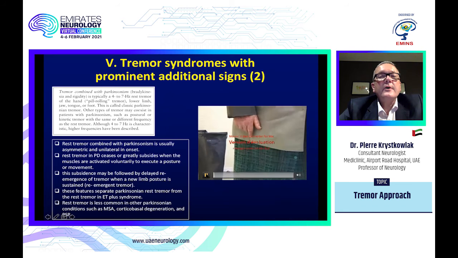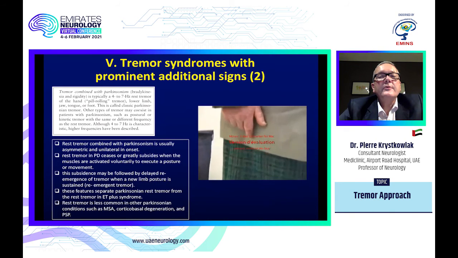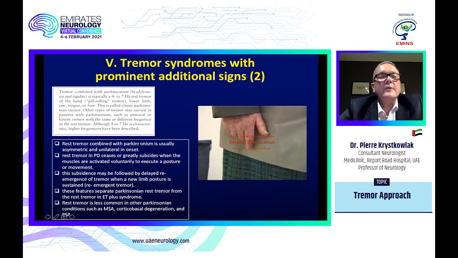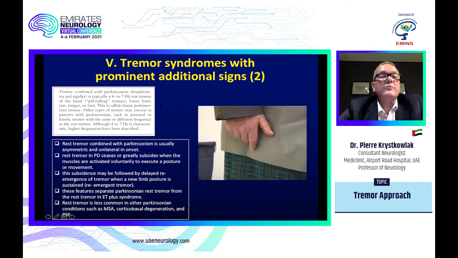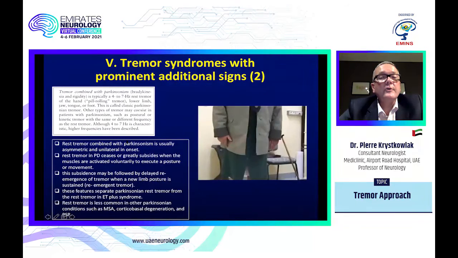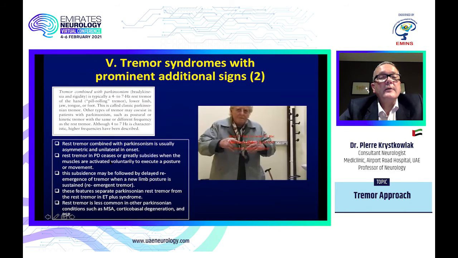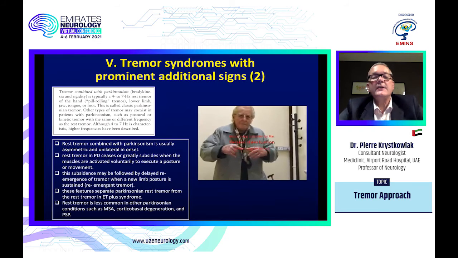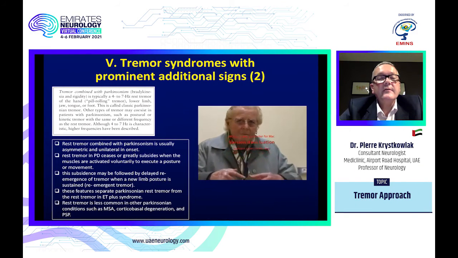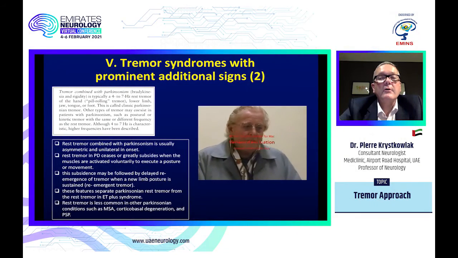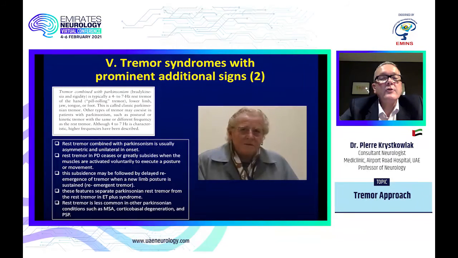Now you have another tremor syndrome with prominent additional signs, which is tremor combined with Parkinsonism. The additional signs are bradykinesia and rigidity, but also gait disorder. It is usually asymmetric and unilateral in onset, as you know, for this rest tremor. Rest tremor in PD is greatly subsided when the muscles are activated voluntarily to execute a posture or movement. This phenomenon may be followed by delayed re-emergence of tremor when a new limb posture is sustained. This is called re-emergent tremor.